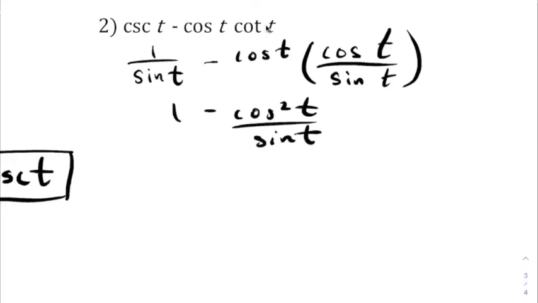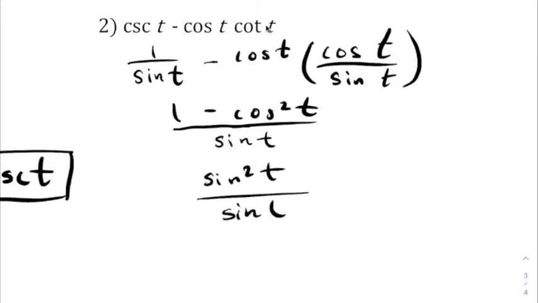And since I already have sine t in my denominator there, these are ready to add. So I'm just going to go ahead and extend this out, and then move this over here. Let's just rewrite that. And what is 1 minus cosine squared t? That should be equivalent to sine squared t over sine t, which we can then divide out to just sine t.